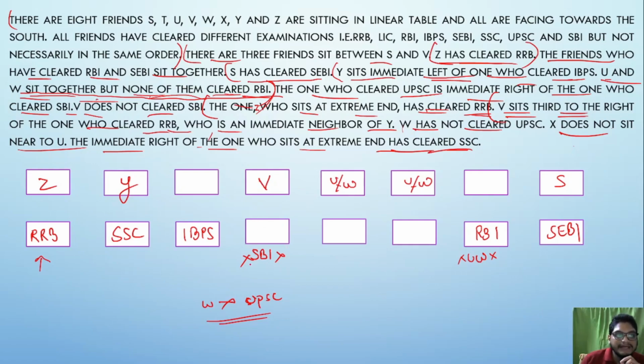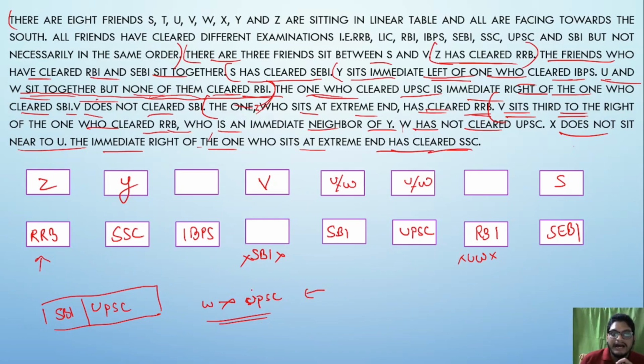So you cannot put SBI there, but it has provided you one more thing related to SBI: the guy who has cleared UPSC is sitting to the immediate right of the one who has cleared SBI. So you are required to put SBI and UPSC together, and these two boxes are empty, and UPSC should be right of SBI. So can you put SBI here? No, not possible. These are the only two empty boxes where you can put SBI and UPSC together. So SBI, UPSC.